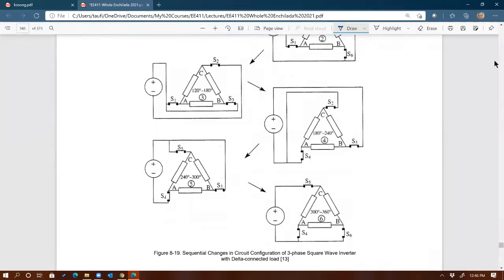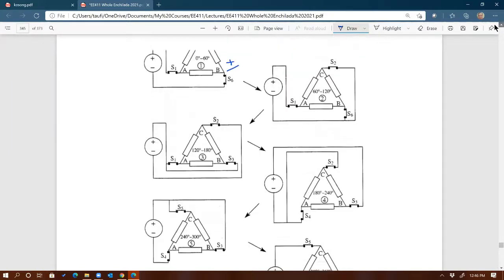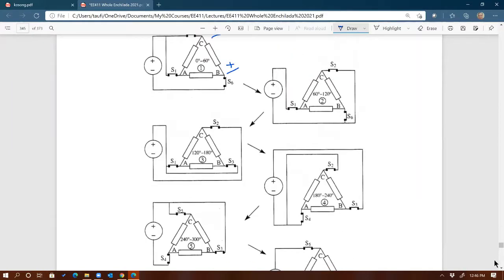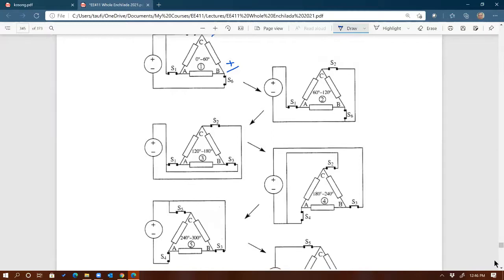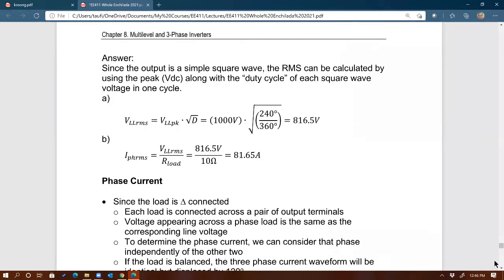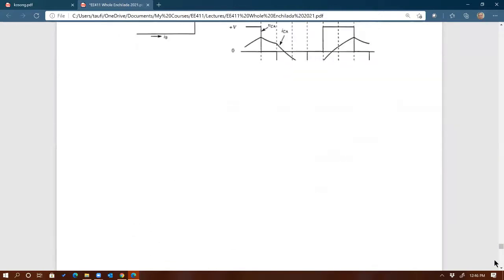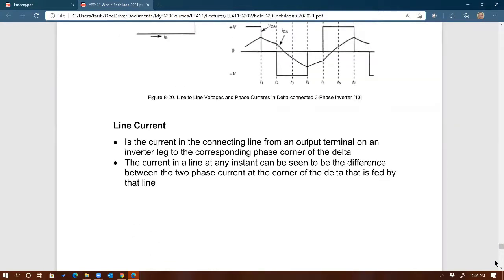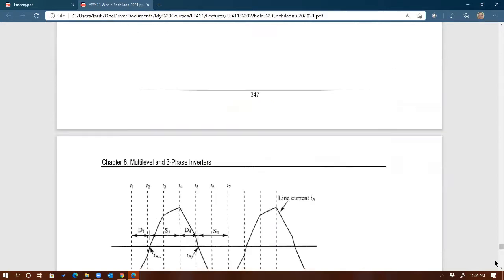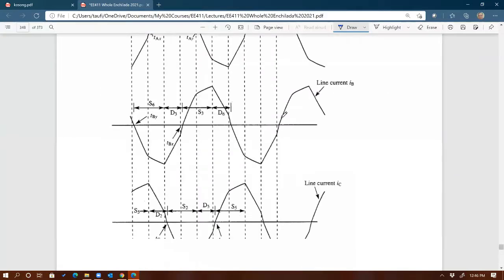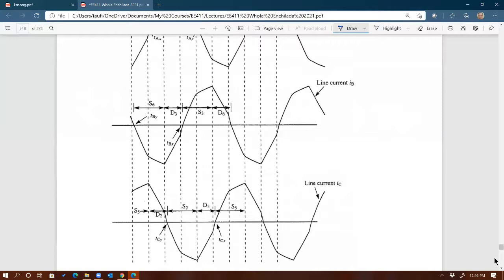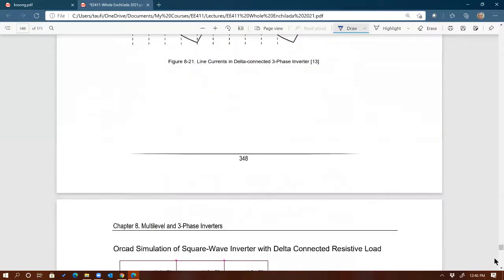All right, so 6 different states of the circuit, right? I will go through those different output voltages, and so you get those inverter output. Okay. Same thing with the inductive load. You're not responsible to look at the inductive load, but it's there for your reference.